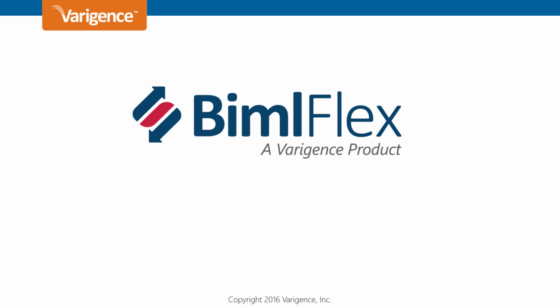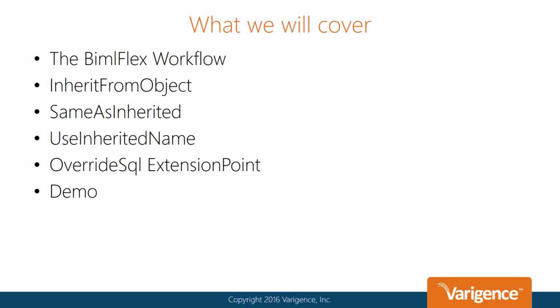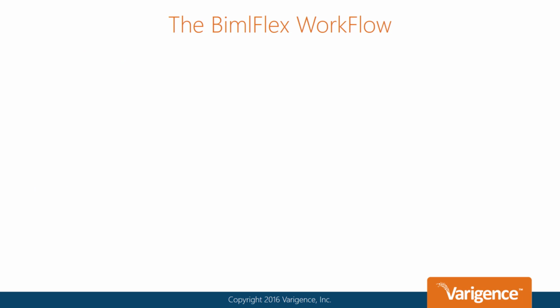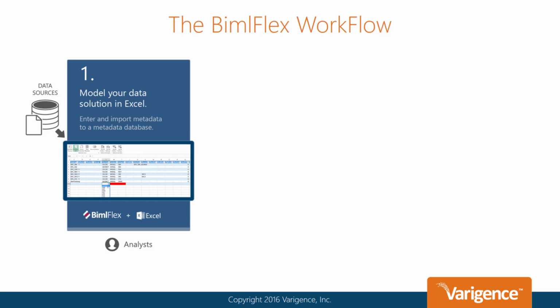In this session, we're going to be talking about object inheritance within BimlFlex. We're going to look at the BimlFlex workflow real quick, and then we're going to look at three settings, three metadata objects you can set on the objects tab. One is called inherit from object. One is same as inherited, use inherited name, and then we'll also look at the Overwrite SQL extension point that accommodates these. Firstly, let's have a quick look at the BimlFlex workflow.